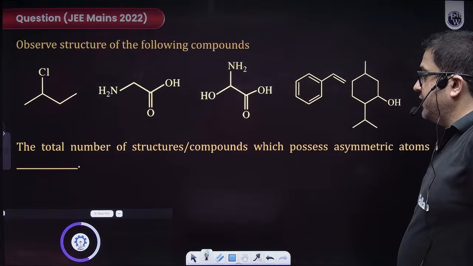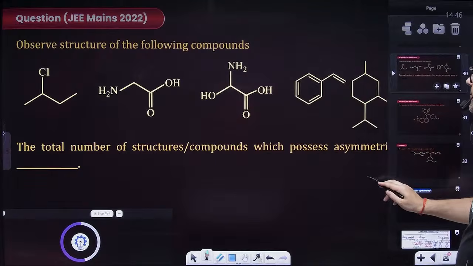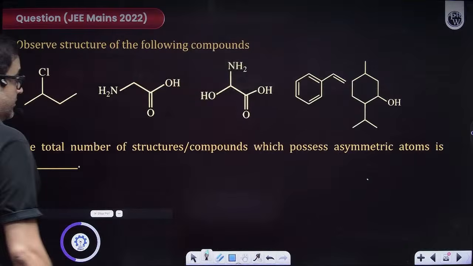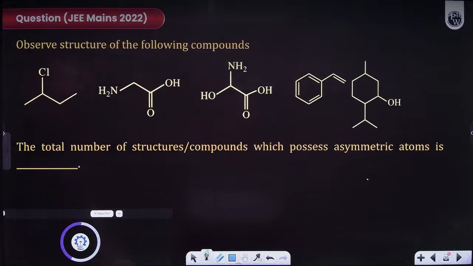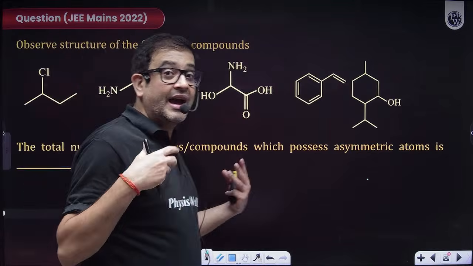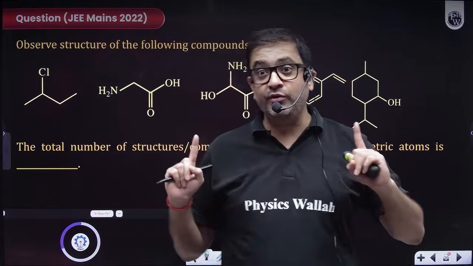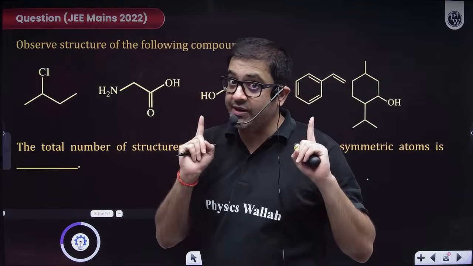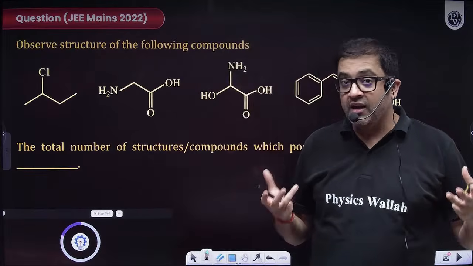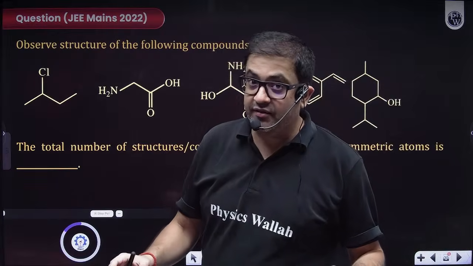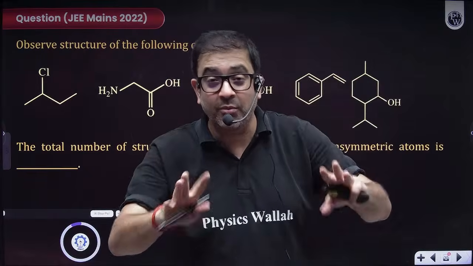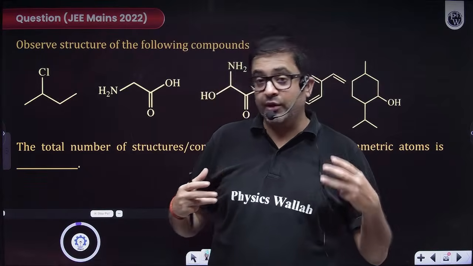Sir, observe the structure. Okay, beta, observing the structure. The total number of compounds which show asymmetry. So again, chiral center you have to see. Whether a compound is chiral or not is only determined through experiment. I'm repeating it again and again because students get confused. Chiral center is a basic criterion. You may be optically active if you have a chiral center, but if you have some problem within yourself, that can only be determined through experiment.